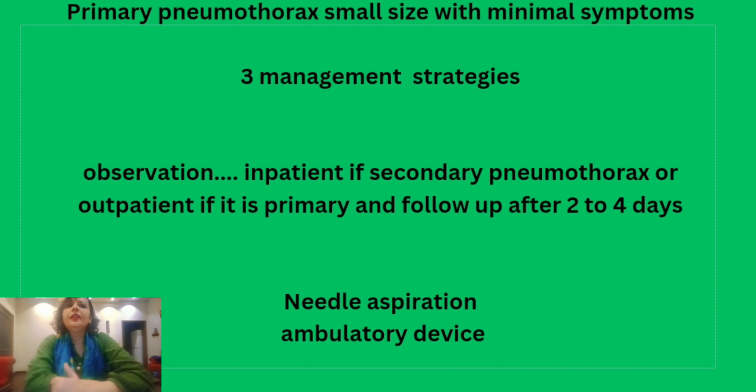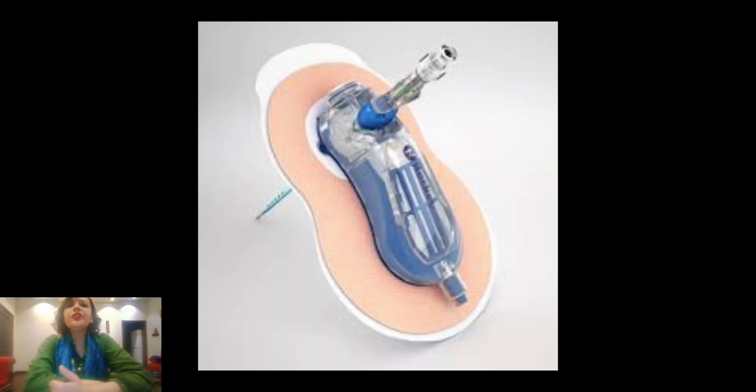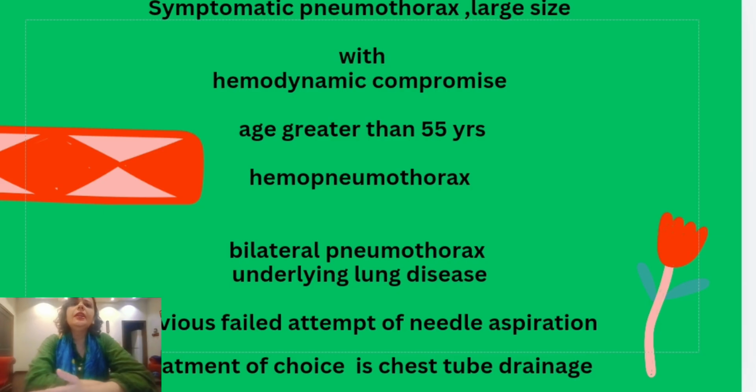Now, how do we treat pneumothorax? If it is primary pneumothorax, meaning that the patient has no underlying problem and it is of small size with minimal symptoms, we have three management strategies. First is observation of the patient. Second is an ambulatory device, which acts as a one-way valve, and air is sucked inside and is not allowed to return back. And third is needle aspiration. After doing all these, we follow up the patient either in the outpatient department, or we observe the patient within the ward if it is secondary pneumothorax but with minimal symptoms.